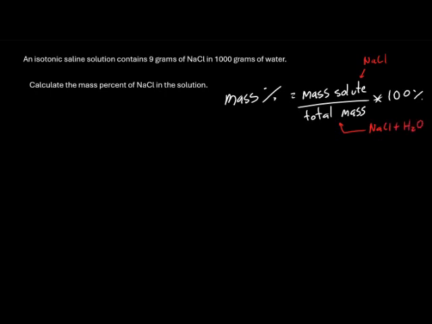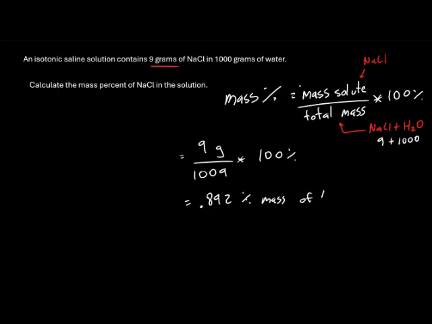So our NaCl, we can see, is 9 grams. That will go on top. On the bottom, we found previously that the total mass was 1,009 grams. 9 for the NaCl, 1,000 for the water. Then we multiply by 100. Go to the calculator and enter those operations. When you enter this into the calculator, you will get 0.892% mass of NaCl.